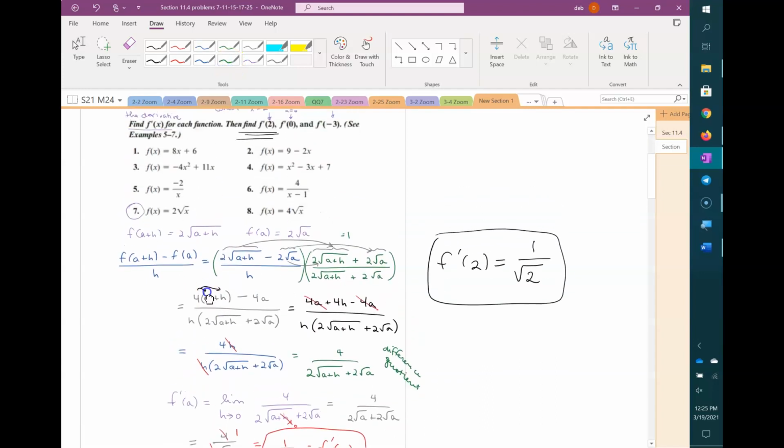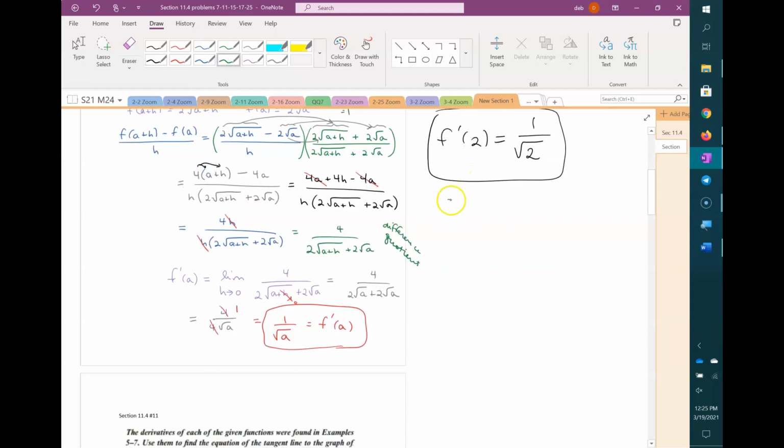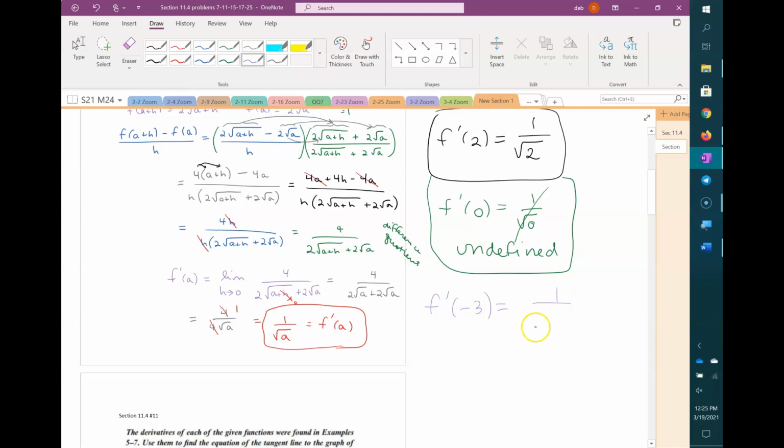Then let's find f prime of 0. But if I do that, I'm trying to divide by 0. So I'm going to say that's undefined because I can't divide by 0. So f prime of 0 in this case is undefined. And then f prime of -3, well, now I'm trying to take the square root of -3. So this is also not defined.